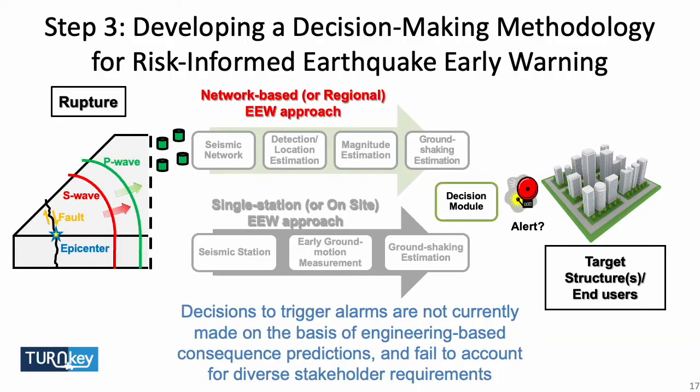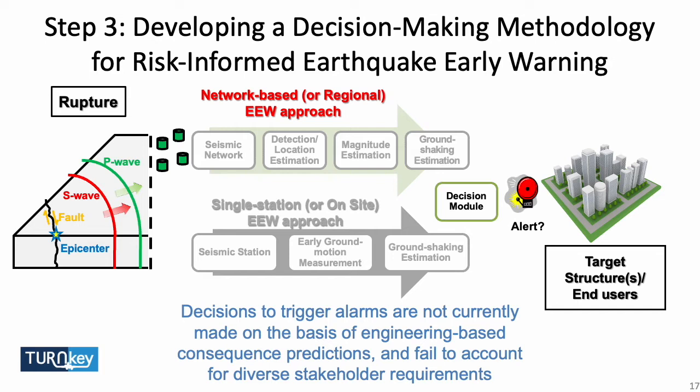So let's move on then to the third part of the research that I want to focus on in this presentation, which is looking at the decision module of an earthquake early warning system. Now, in conventional earthquake early warning systems, what we tend to do is we tend to make a decision on whether or not to issue an earthquake early warning alert purely on the basis of seismological characteristics of the incoming earthquake.